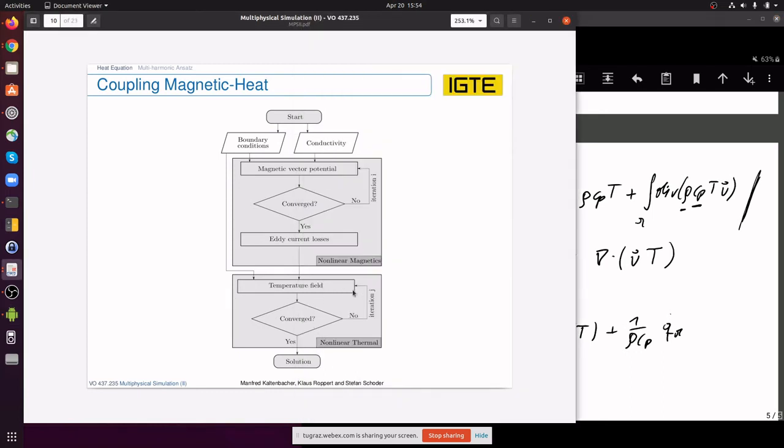If we want to include temperature dependent electric conductivity or temperature dependent magnetization curves, we then have to loop it back, evaluate the material law for the conductivity and/or for the permeability, solve the magnetic problem with the updated values again, and iterate until we have a solution that we consider okay.